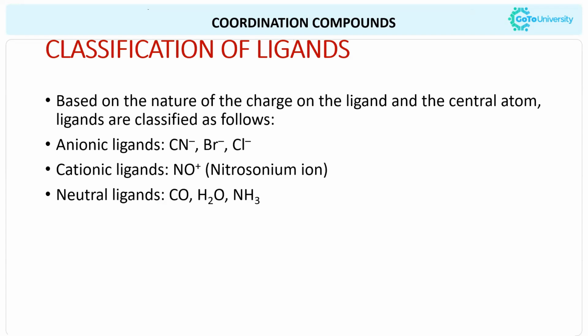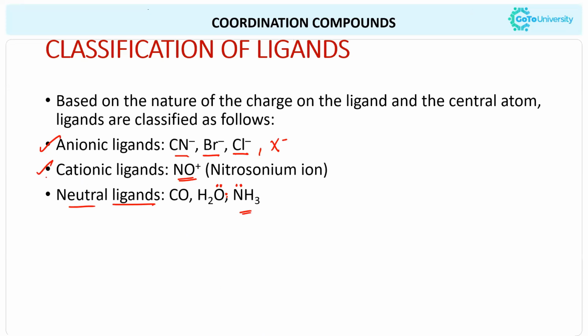Now, the ligands can be classified into 3: anionic ligands, cationic ligands and neutral ligands. Anionic ligands are negatively charged, such as Cl-, Br- and I-. All the halide ions, which we can represent as X-, are anionic ligands. Cationic ligands are positively charged, such as NO+ ions. Neutral ligands have no charge. For water, there are lone pairs of electrons on oxygen, which is why it acts as a ligand. In ammonia, there is a lone pair of electrons on nitrogen, which is why it acts as a ligand.